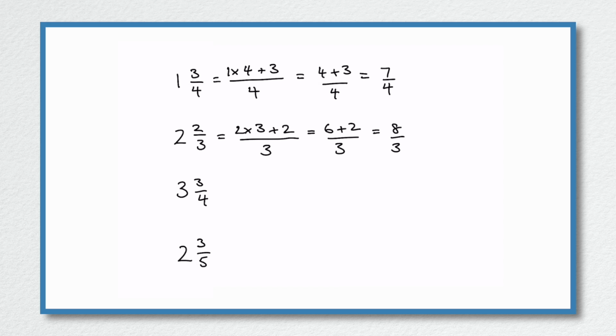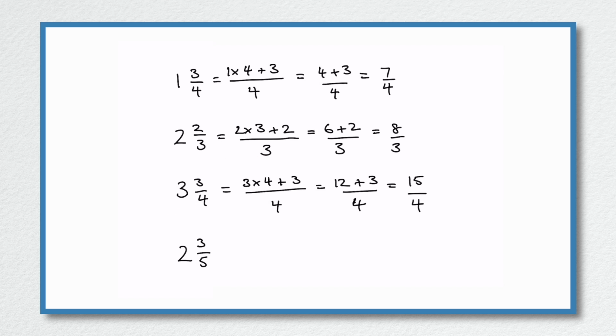What about 3 3/4? So I'm looking at the denominator of the fraction, which is 4. So that's going to be the denominator of our improper fraction. Now to work out the numerator. Well, 3 multiplied by 4 is equal to 12. Add the 3 from the 3/4, and we end up with 15 over 4.